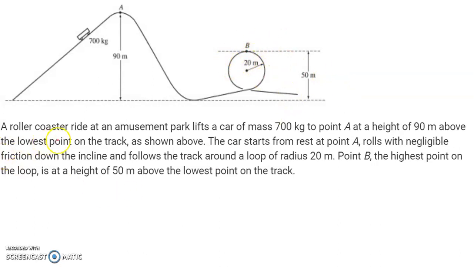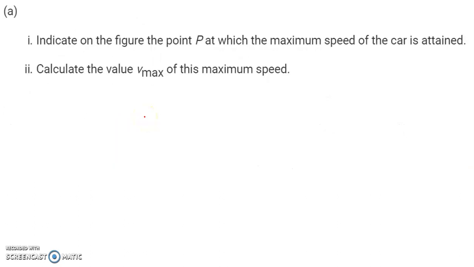But anyway, a roller coaster ride in an amusement park lifts a car of mass 700 kilograms to a point A at a height of 90 meters above the lowest point on the track. As shown below, the car starts from rest at point A, rolls with negligible friction down the incline, and follows the track around a loop, radius 20. Point B, the highest point of the loop, is 50 meters above the lowest point on the track. Indicate on the figure the point P at which the maximum speed of the car is attained.